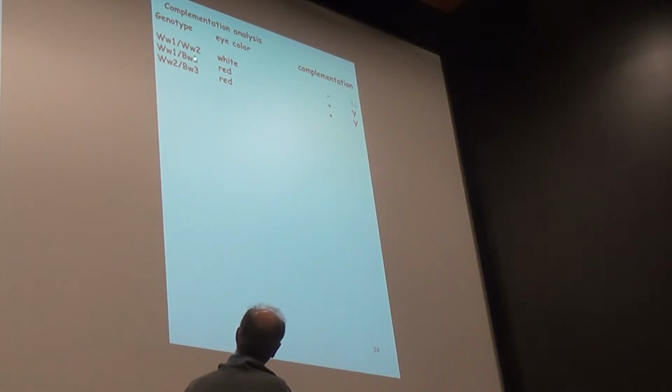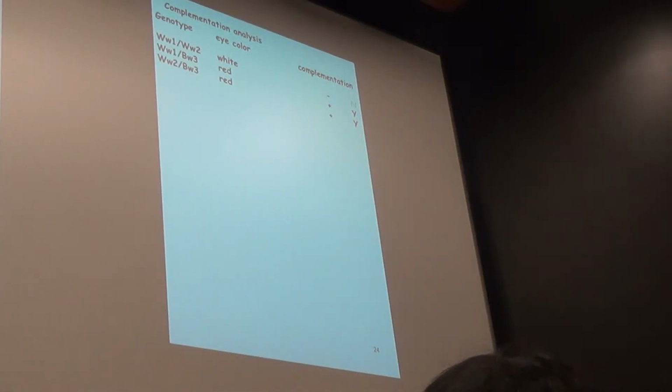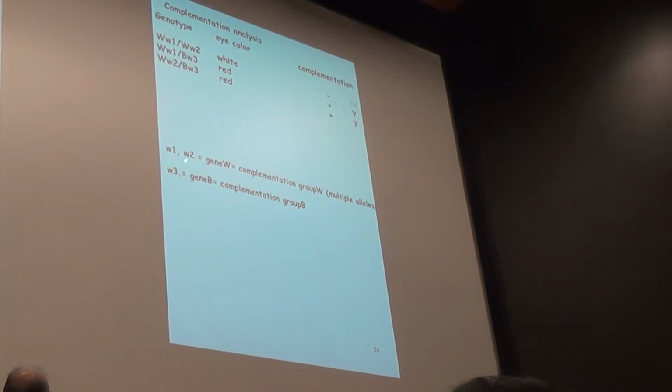Okay? And so W1 cross to W3 will give you red eyes flies, and you denote it as a plus. And W2 with W3 will give you red eyes flies, and that will also be denoted as a plus. So, W1 and W2 are 2 different alleles of gene W. They reside in a complementation group. Complementation group is basically another way of saying they are mutations in a particular single gene. Okay? So just a fancy way of calling it a gene. And W3 resides in a completely different gene or a completely different complementation group.